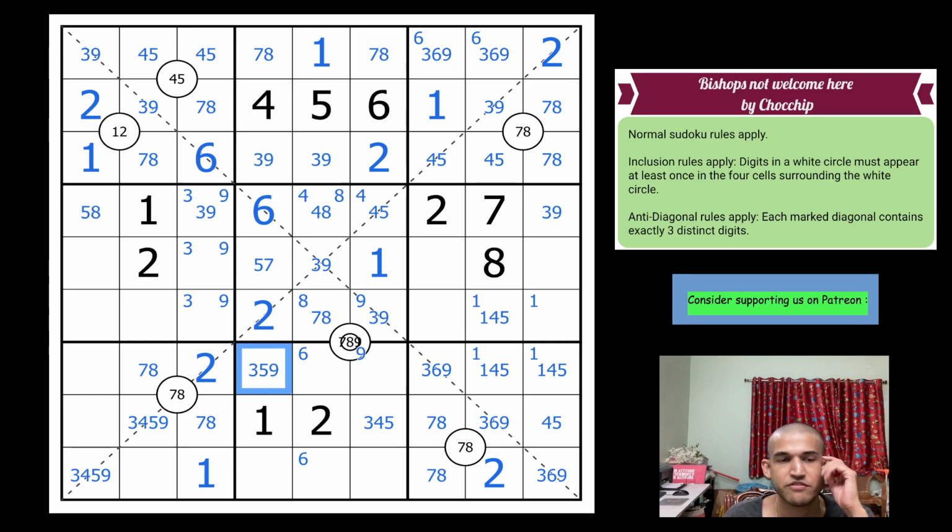So if this is a 5, this is forced to be a 5, this is forced to be a 5, this is forced to be a 5, this is forced to be a 5. Okay. So we get all the 5s very fast.